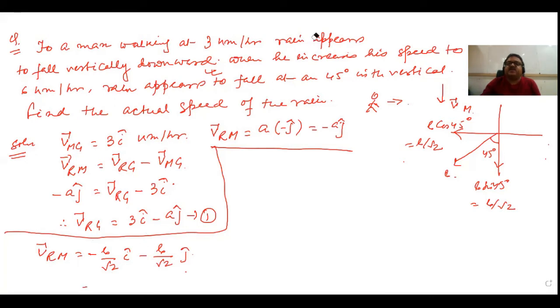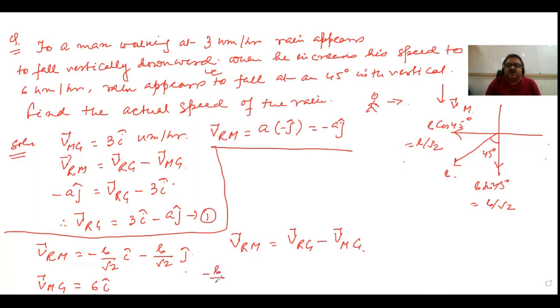Now, what is the velocity of the man? The man is walking along the same direction, but the speed increases. So the new velocity of the man with respect to the ground is 6 km per hour, so I should write it as 6 i cap. Now the question is, what is the velocity of the rain with respect to the man? That is equal to the velocity of the rain with respect to the ground minus the velocity of the man with respect to the ground.